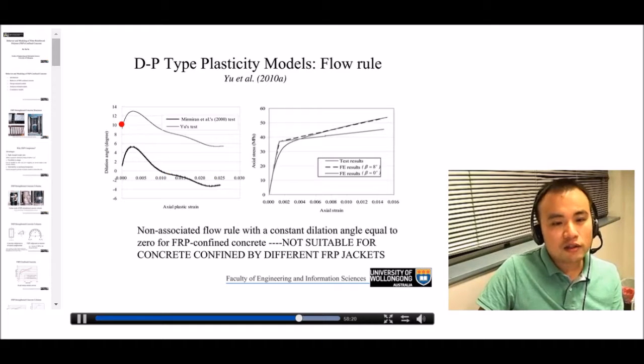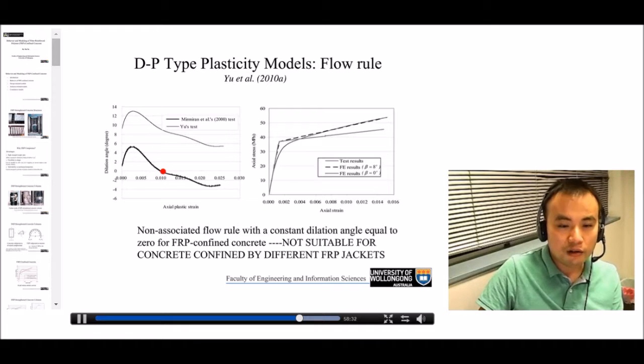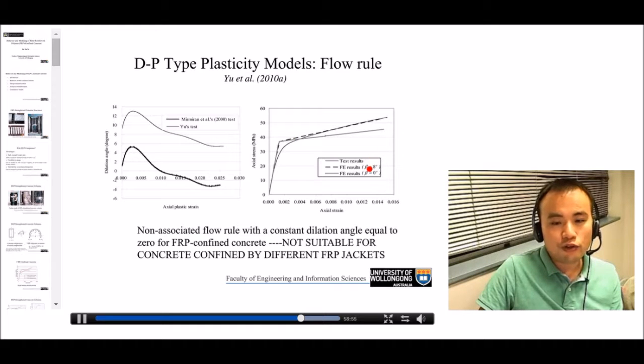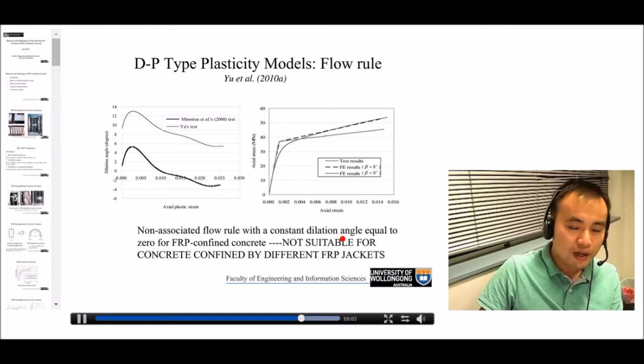Like in this case. However, for weakly confined concrete, when the direction angle is always larger than 0 degree, if you still use the 0 degree direction angle, what will happen is that you end up underestimating the performance of FRP-confined concrete, because you're underestimating the lateral expansion, so that you're underestimating the confining pressure. And for this test result, if you use a trial and error process, you may end up with a good prediction if you use a constant direction angle of 8 degrees. So this tells us a constant direction angle doesn't work for all the cases of FRP-confined concrete. It may work for some cases. And for different FRP jackets, you may need to use different dilation angles.